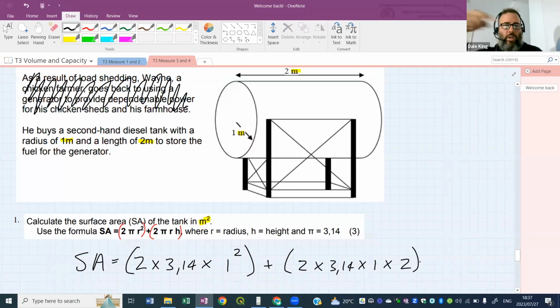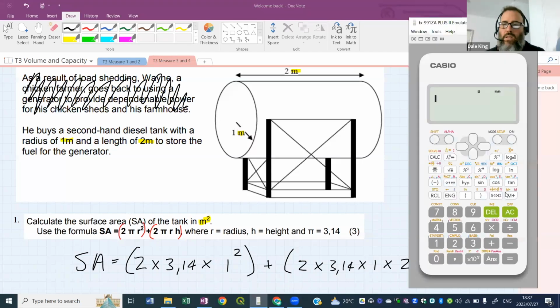Plug and play. You put all the numbers in, pull out this device that you paid for, and it must come work for you now. All right, so here we go. 2 times 3.14 times 1 squared. We all know 1 squared is 1, but let's just do it anyway. I'm adding that to the second half, which is 2 times 3.14 times 1 times 2. Press equals: 18.84.